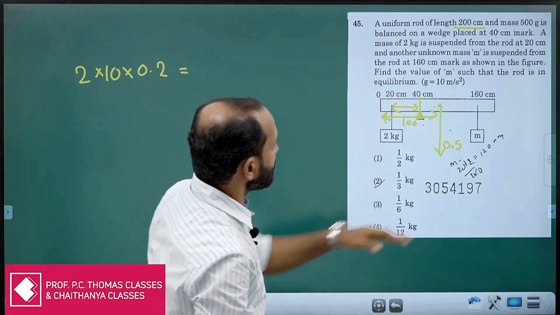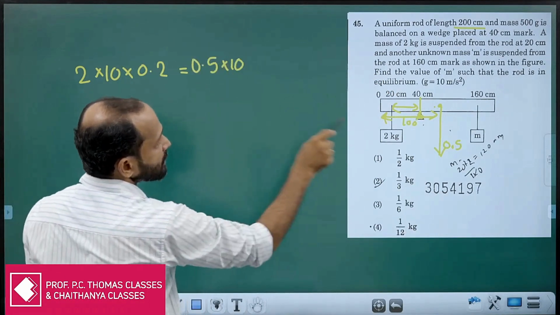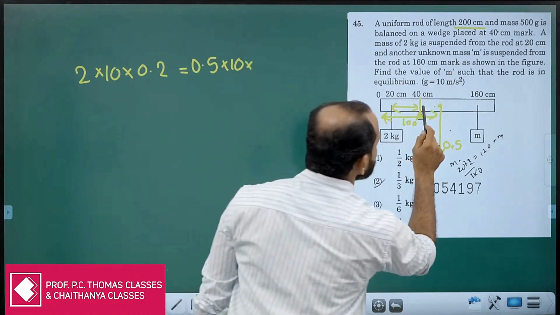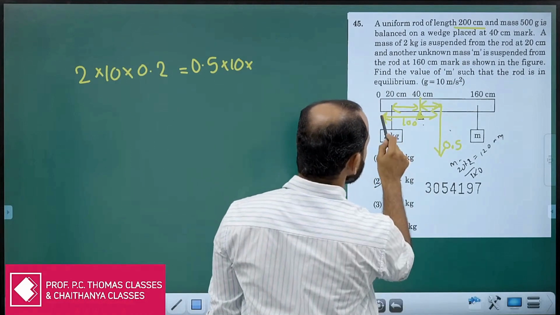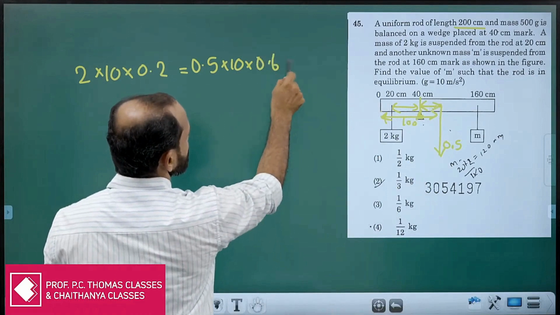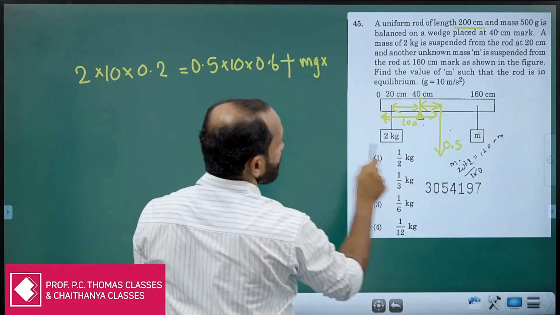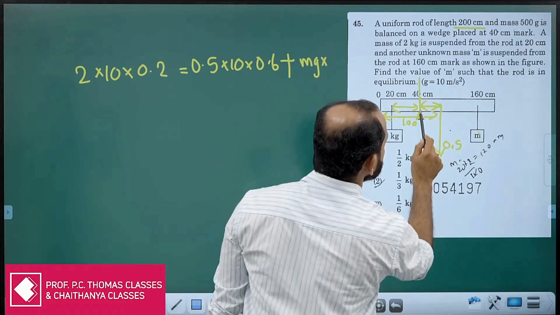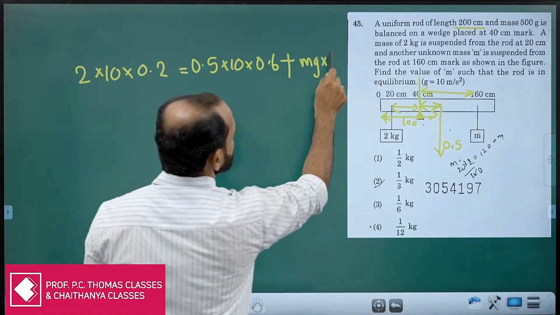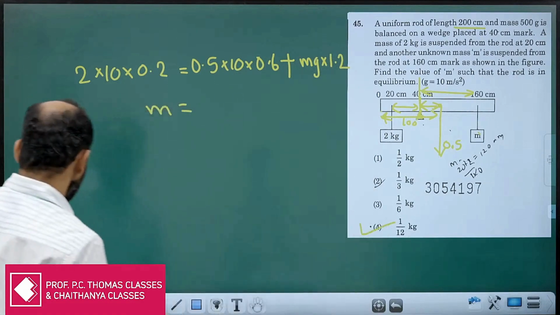The rest on the right side is equal to, what is the weight? Weight is 0.5 into 10. Mass is 0.5 kilogram into 10 for g, into what is that distance? Here to here 100, here to here 40, so that distance is 60. So take 0.6, plus what is this one? mg multiplied by that distance. That distance about this suspension, 40 to 160, that is 120, that you write 1.2. You get m, that is the only one variable. You get 1 by 12.